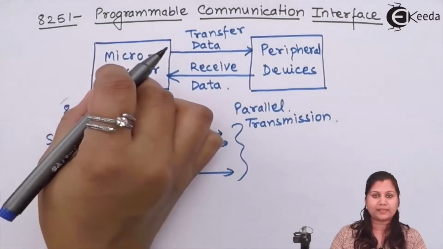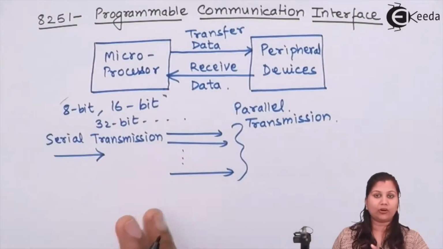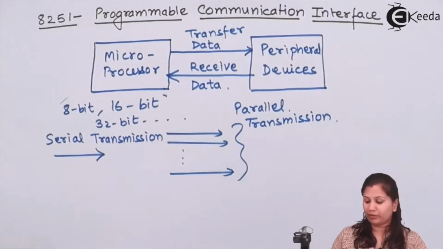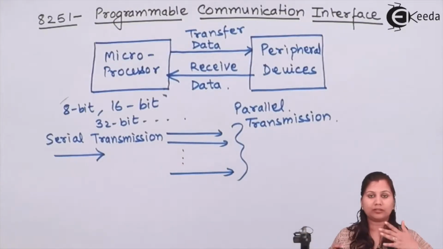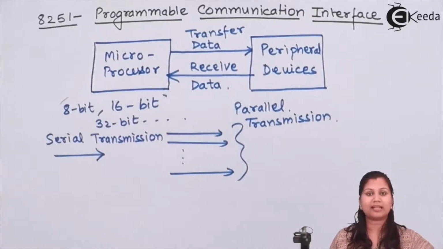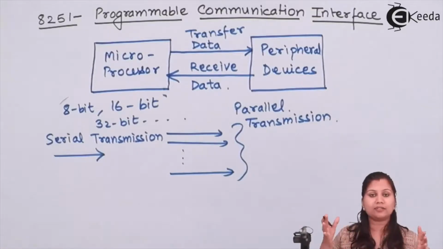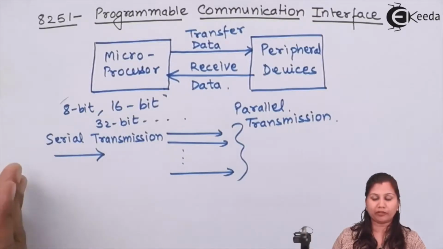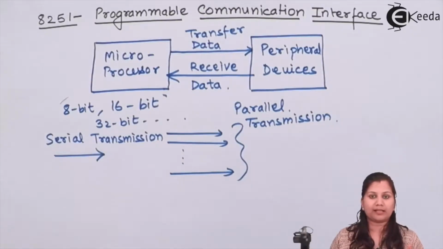Now the microprocessor, when it is transmitting the data over a long distance, will prefer serial transmission, because for parallel transmission that many lines would have to be connected between the microprocessor and the peripheral device, and there is a long distance between these two. So serial transmission is preferred when the data is to be transmitted over a long distance.